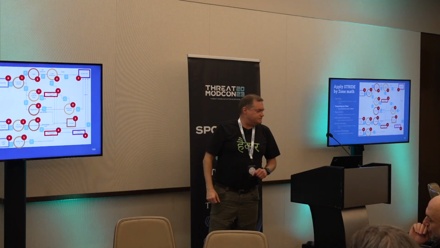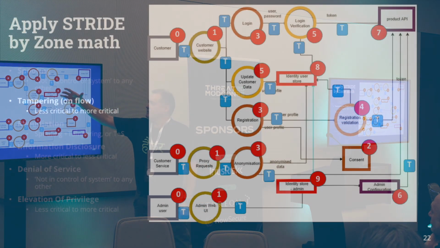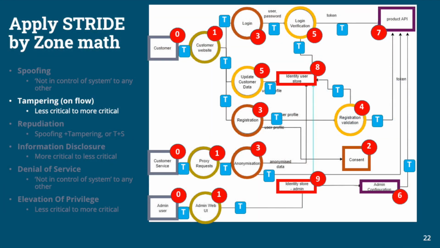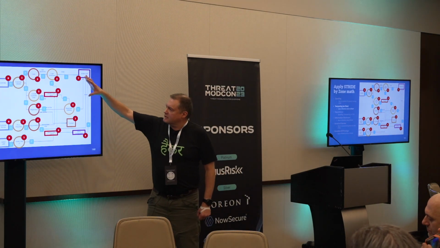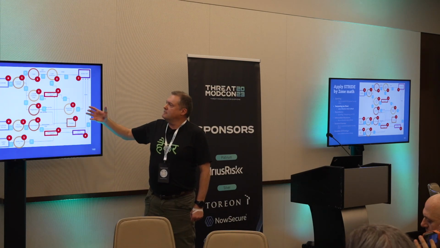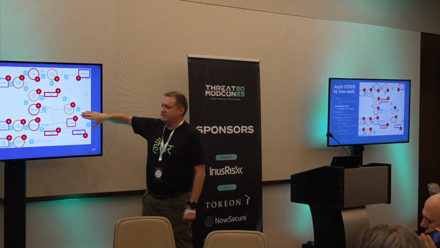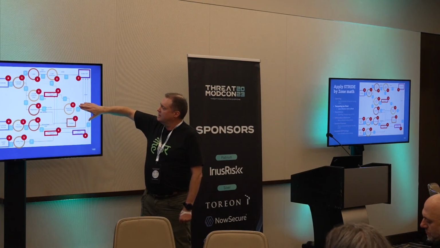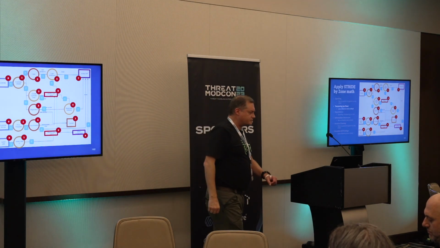The second thing is tampering. And tampering is going to happen on any flow where it's less critical to more critical. The idea is that I can tamper with the data, and generally if I'm going from a less critical area to a more critical area, I might have a situation where I can actually do some damage. So in this particular case right here, you see all the different numbers that I put down. There's tampering everywhere. It basically says you're going to need to assess each one of these flows on what happens.